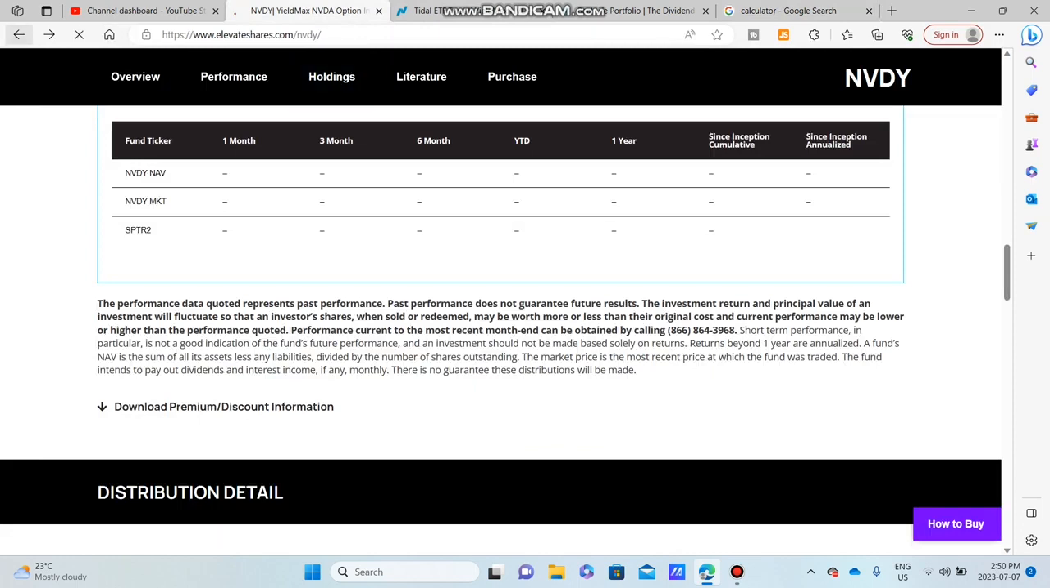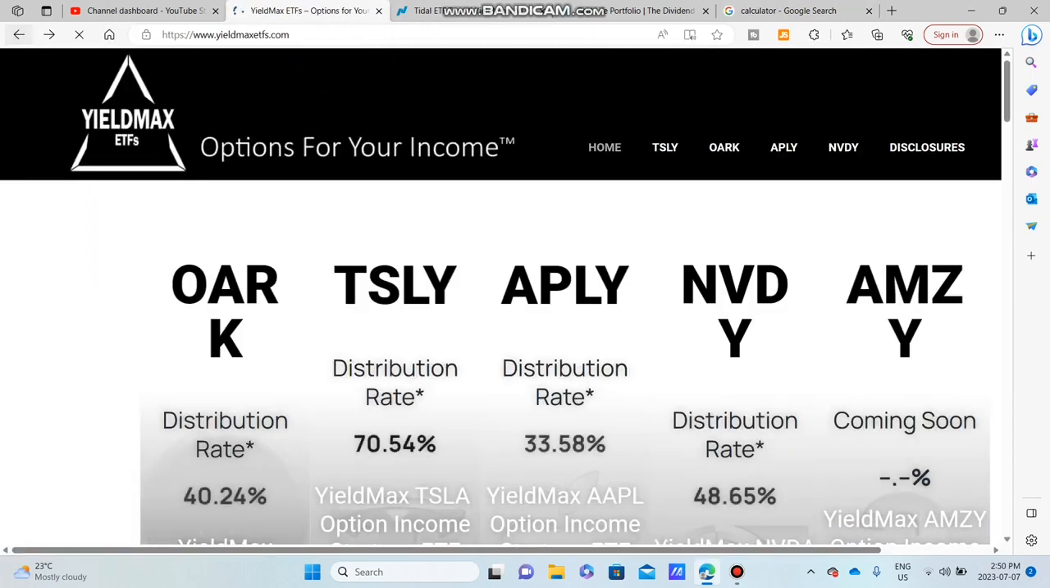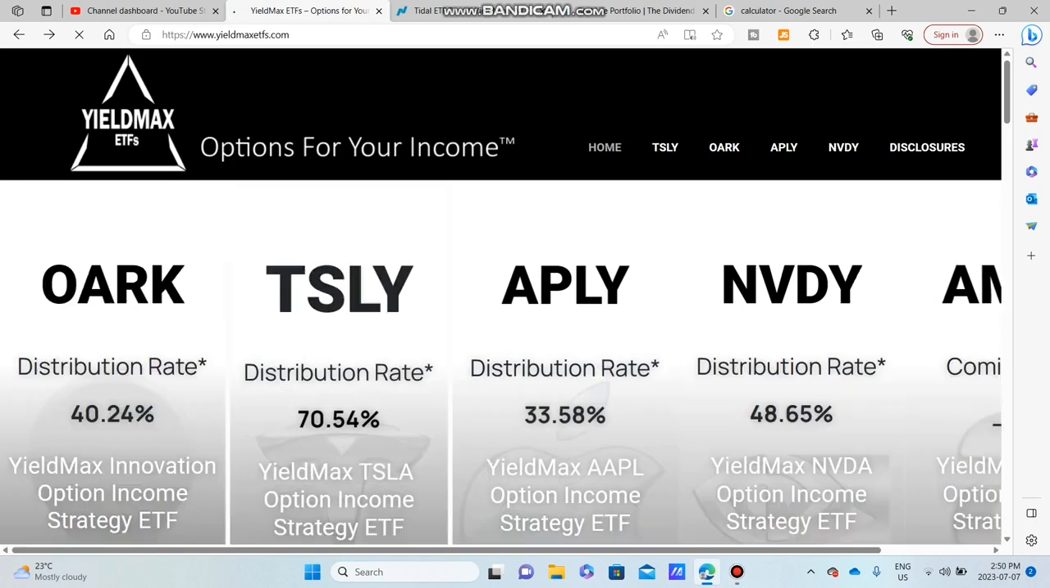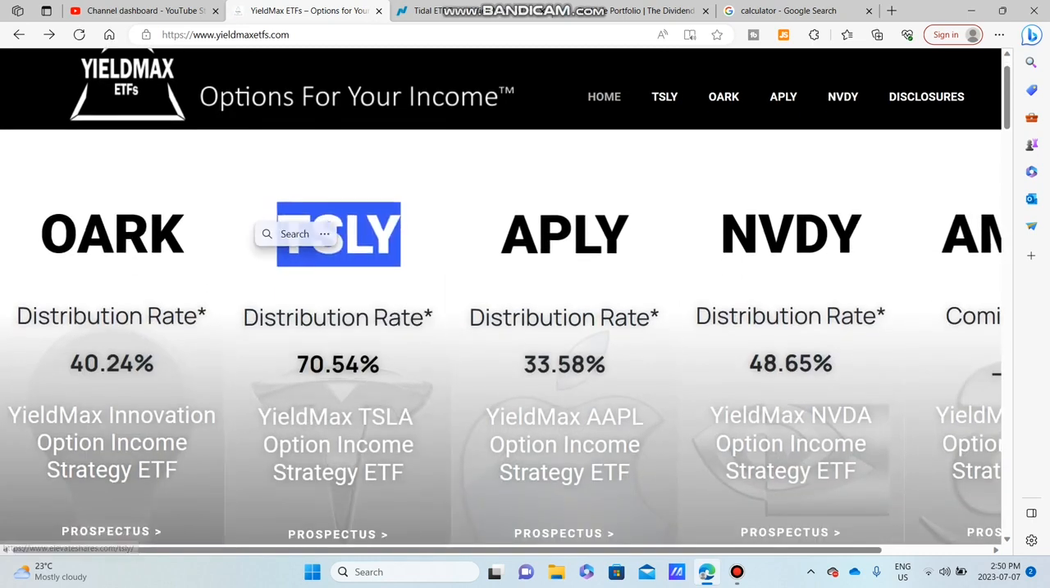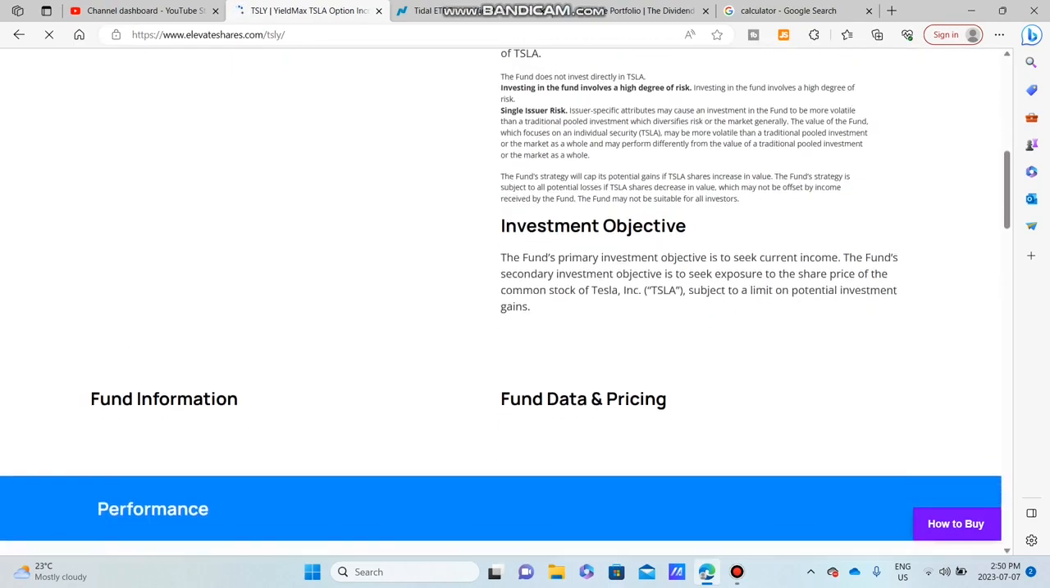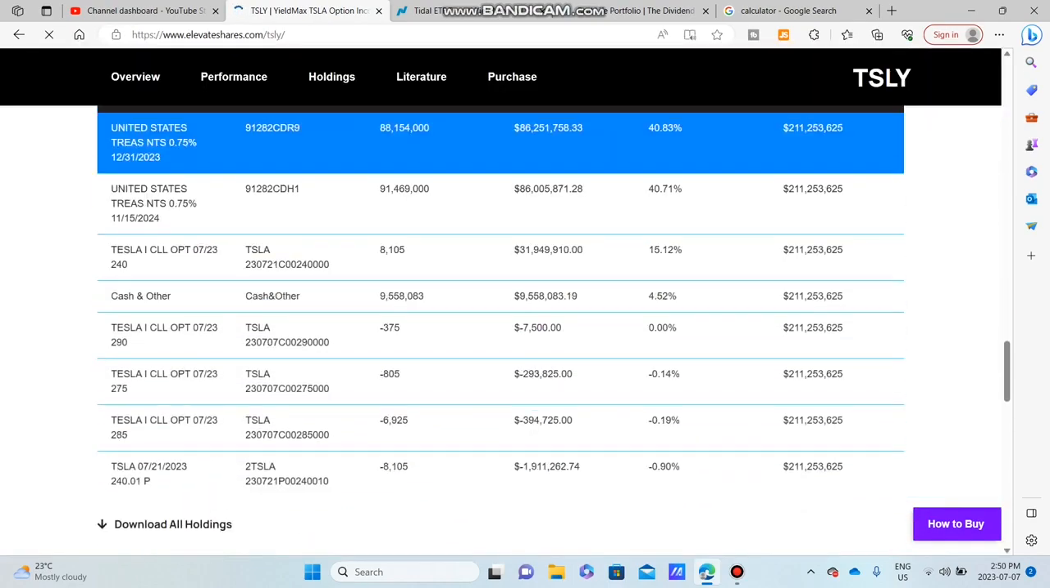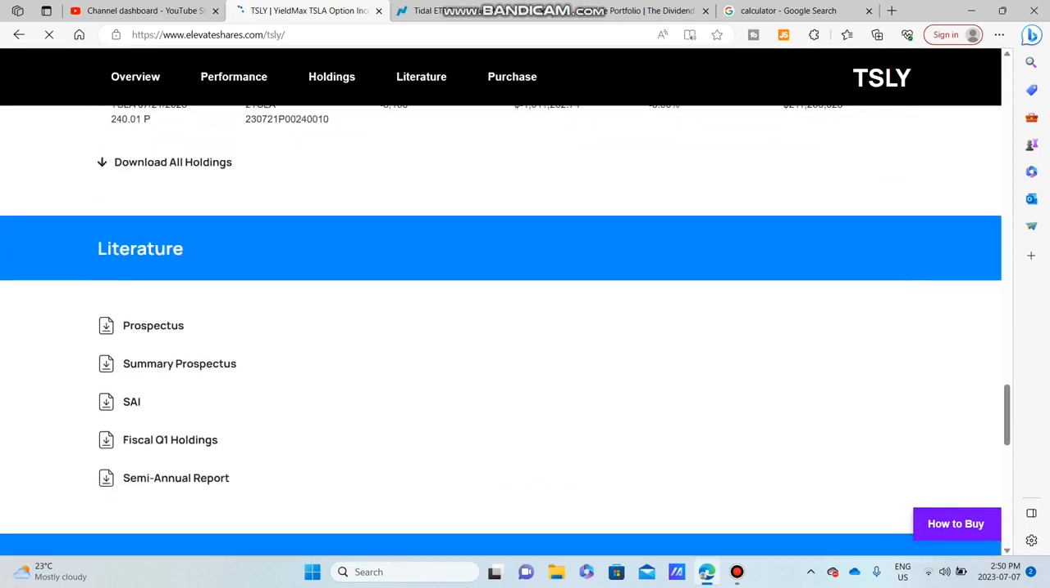And last, certainly not least, this is the best one in my opinion, because it's the one that I actually own, which is TSLY. I own about 31 shares now. They pay about a 70% dividend yield, which is pretty, pretty good. I'm kind of slowing down here. Oh my goodness, my voice is going crazy.